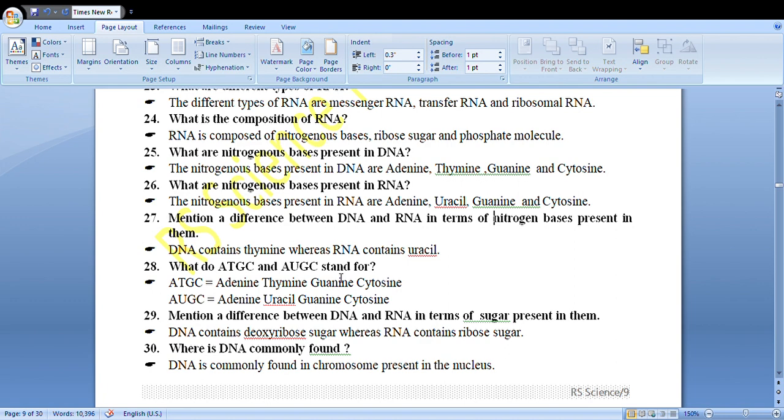What do ATGC and AUGC stand for? ATGC stands for adenine, thymine, guanine, cytosine. AUGC stands for adenine, uracil, guanine, and cytosine. Mention the difference between DNA and RNA in terms of sugar present in them. DNA contains deoxyribose sugar, whereas RNA contains ribose sugar. That is the main difference. Where is DNA commonly found? DNA is commonly found in chromosomes present in the nucleus.